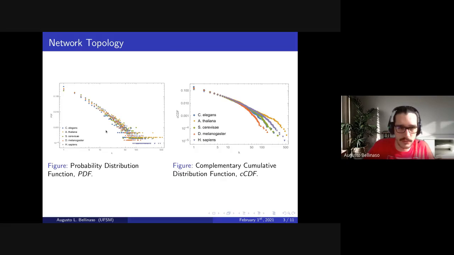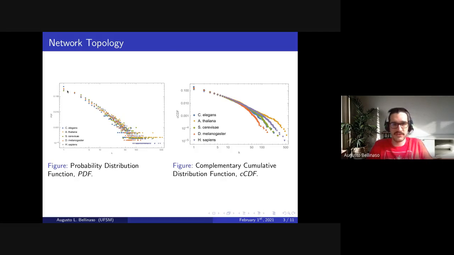So then we can estimate the probability of finding nodes with a specific degree in the network. And then we can have the topology as a probability distribution function, or the PDF of the network, which is basically the probability of finding a node with a specific value of k, in which k is the degree of the node. So here we have the topology for 5 networks: C. elegans, it's a worm; Thaliana, it's a plant; Cerevisiae, bacteria; Melanogaster is the fruit fly, and also the network for Homo sapiens.